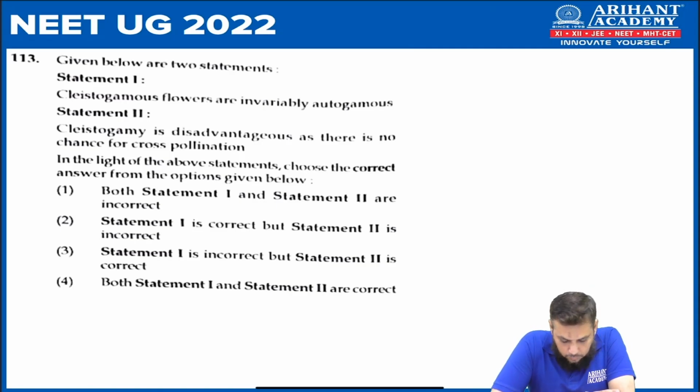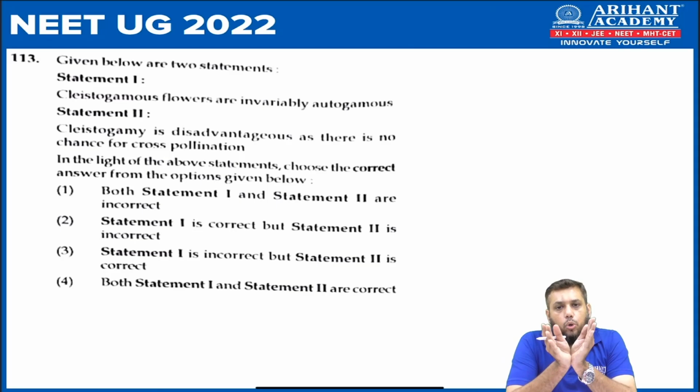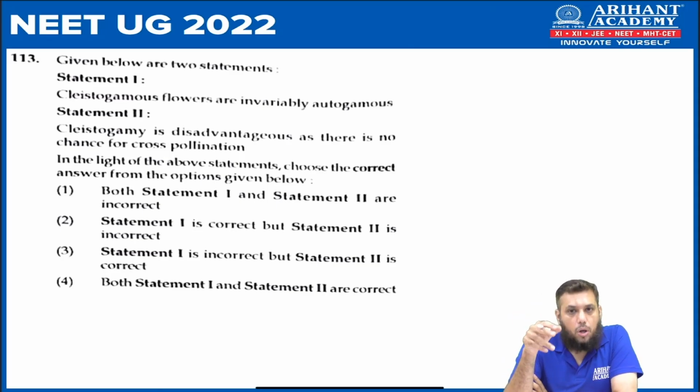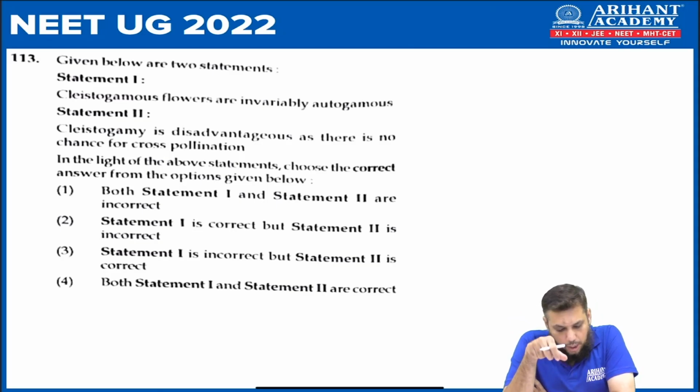113, cleistogamous flowers are invariably autogamous. Now this is from reproduction in flowering plants. We know what cleistogamous flowers are. They are those flowers which always remain closed, they don't open. So invariably, definitely they are going to show autogamy, they are going to show self-pollination.